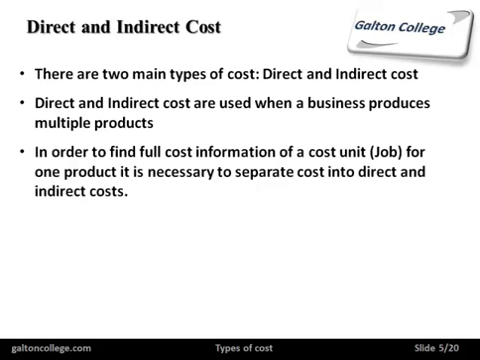In order to find the full cost information for a unit of output or for a job, it is necessary to separate costs into direct and indirect. We know, for example, when we make a product how much perhaps the labour is, or the machine costs, or the raw materials, but what proportion of the administration costs of the business should be allocated to that particular product? So that is a problem.